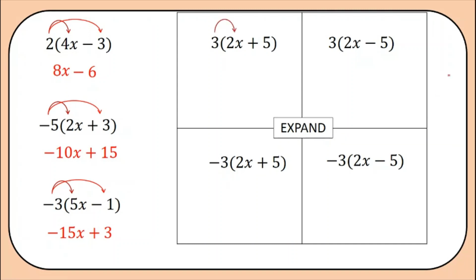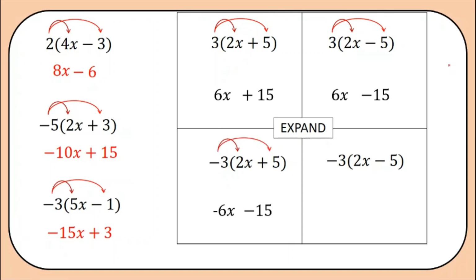Okay, answers here: 6x and 15, both positive; 6x and negative 15; negative 6x, negative 15; and the final one, negative 6x and positive 15.